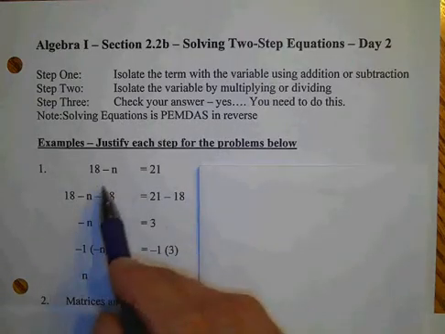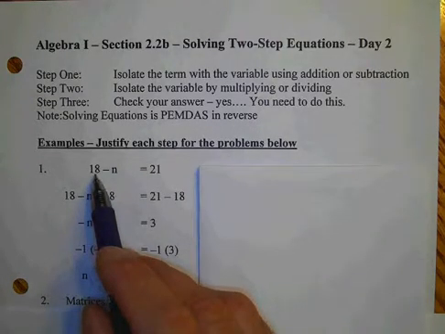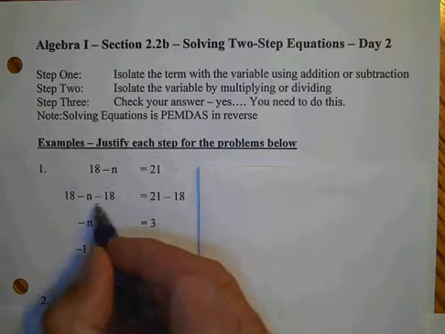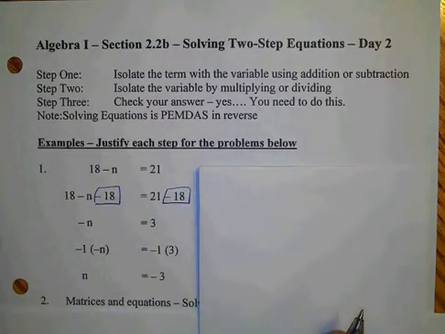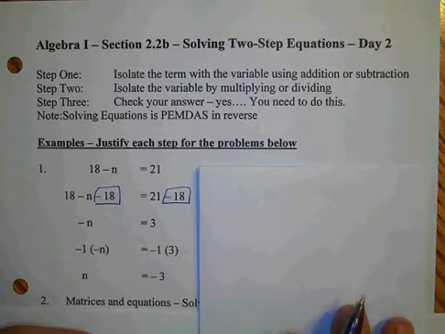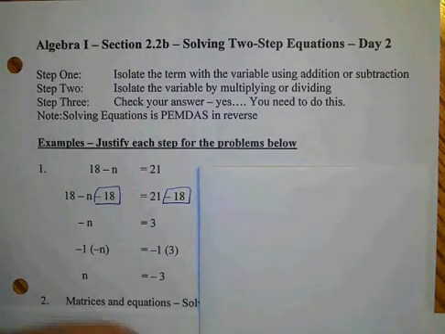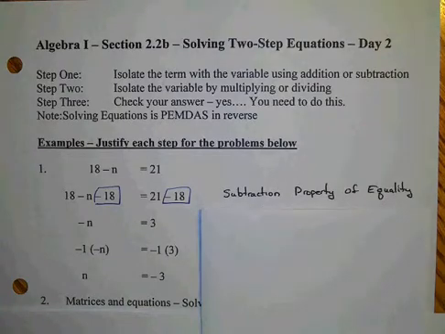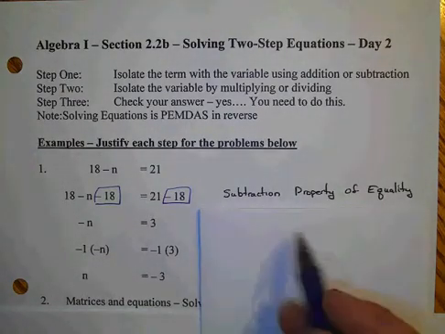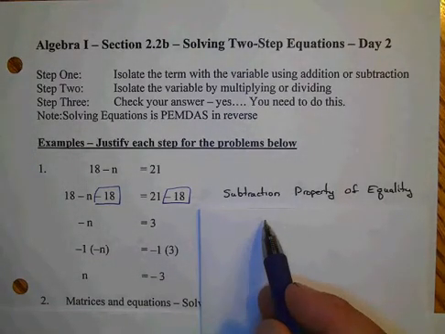To eliminate this 18 on the problem, you know by now that you're going to subtract 18 from both sides. Well, why are we allowed to do that? Very simply, there's four basic rules: addition property of equality, subtraction property of equality, multiplication and division property of equality. This is the subtraction property of equality that says we're able to subtract the same thing from both sides.